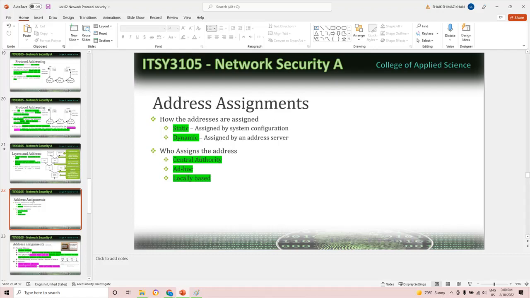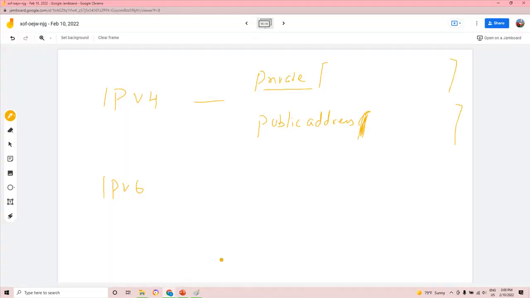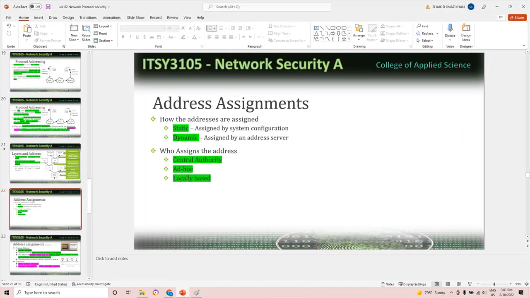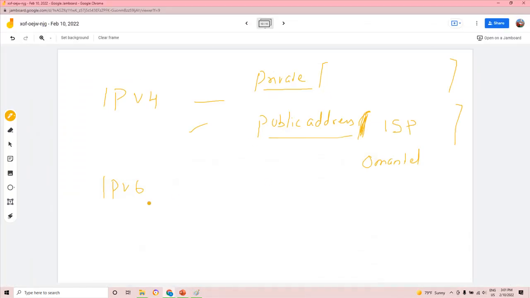Who assigns the address? A central authority. For example, when you want a public IP address, you have to get it from the ISP provider. Example, in Oman, Omantel: you have to pay money and get a public IP address. So that is a central authority. Locally based means, please understand, a private IP address.